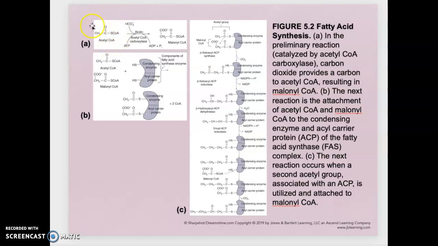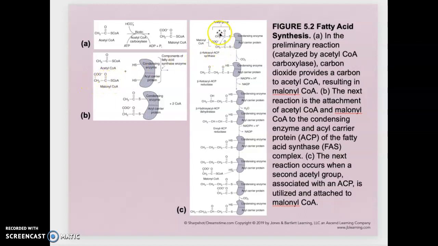First off, we have to form malonyl coenzyme A from acetyl coenzyme A. So we have our acetyl coenzyme A, and we're creating malonyl coenzyme A. Then in our second step in this box, we have our malonyl coenzyme A, but we're attaching another acetyl coenzyme A. So we're essentially building here. You see where this malonyl coenzyme A is, this is where our fatty acid chain is going to start to build.